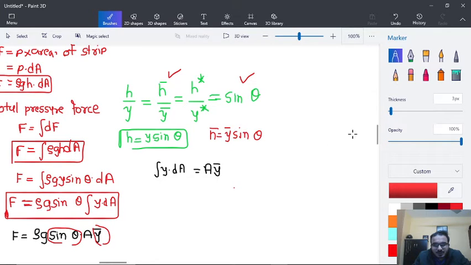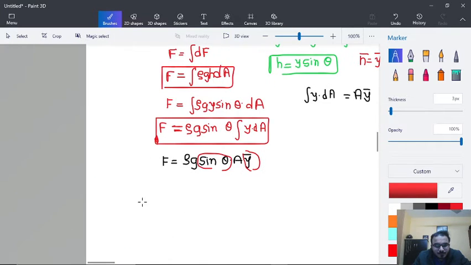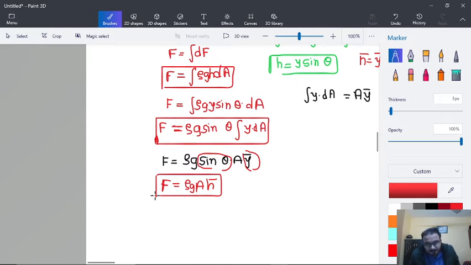Based on these two, we have written this. So finally we can say that F is equal to rho G A H bar. So this is the formula that we are looking for, total pressure. Now we will calculate the center of pressure.